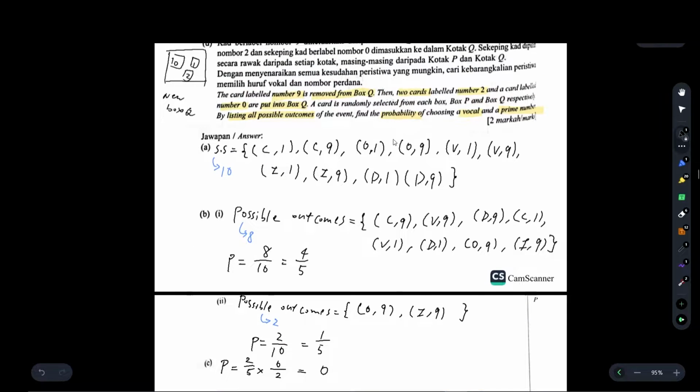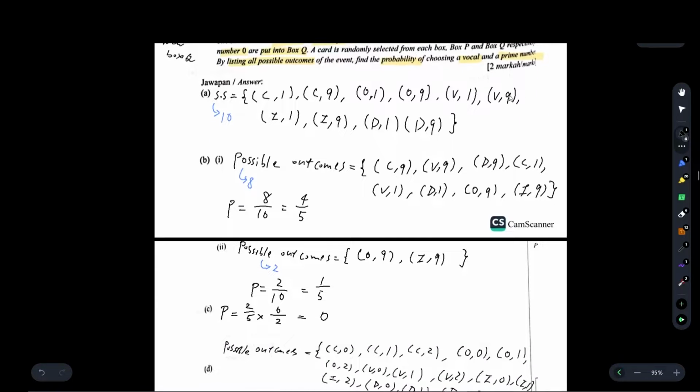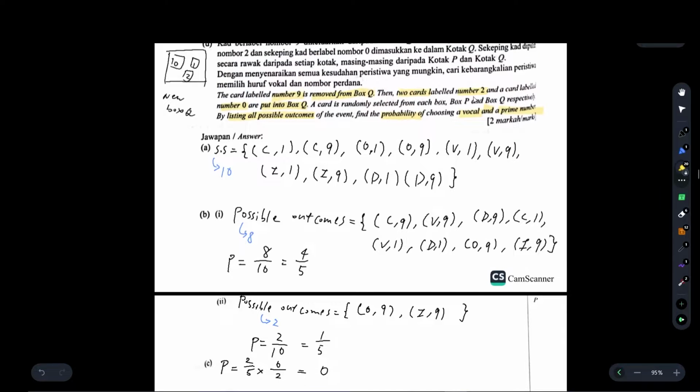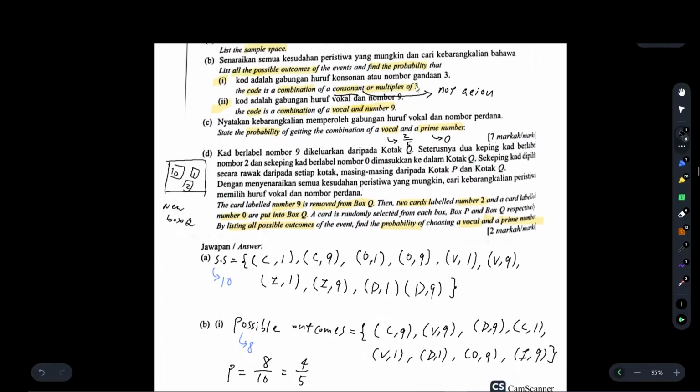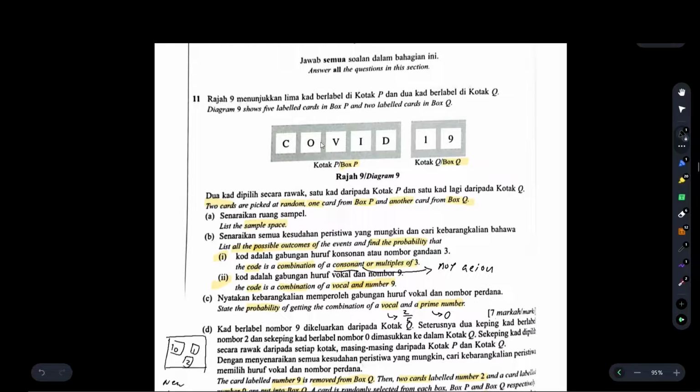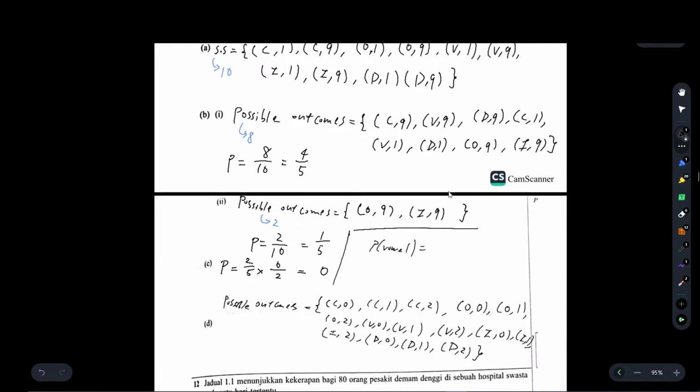Okay, right now we're going to find the probability of getting a vowel and a prime number. It uses the word "and", right? So the combination of the code will be a vowel and a prime number. It has to be both. So right now we're going to find the probability of a vowel. Let's see, I'm going to write it here. Vowel. So how many vowels do we have in box P? Yeah, we have 2 right there. So 2 out of 5.